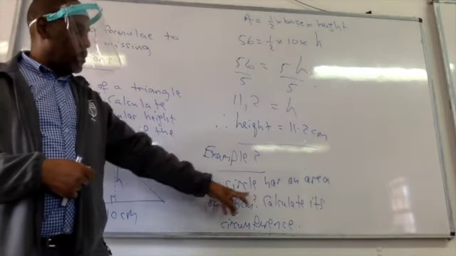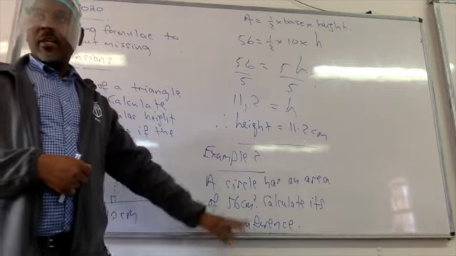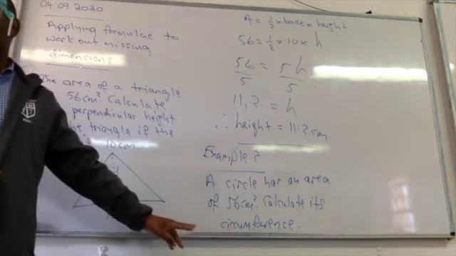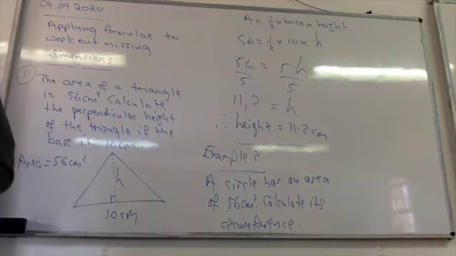Okay, a circle has an area of 56 square centimeters. Then calculate its circumference. Calculate its circumference. Kelly, what would you do first?